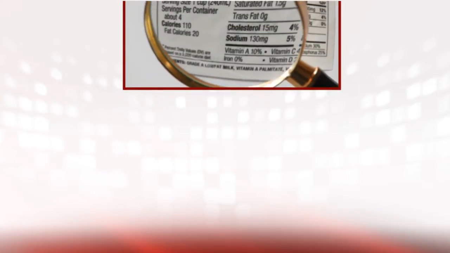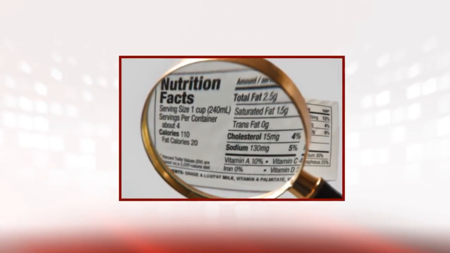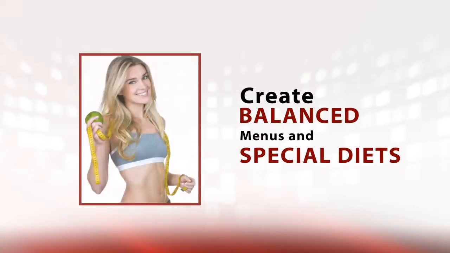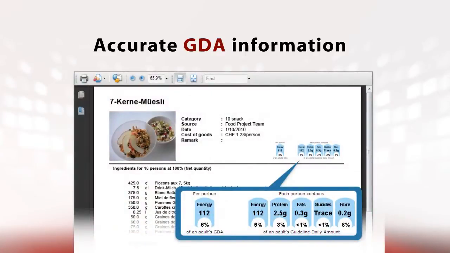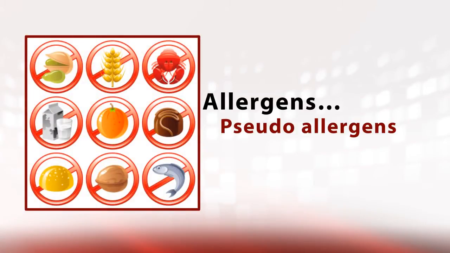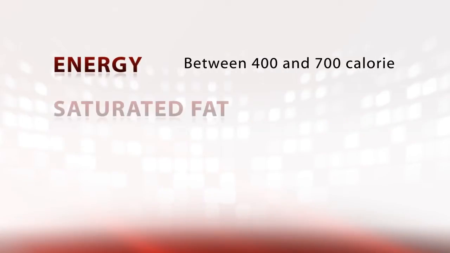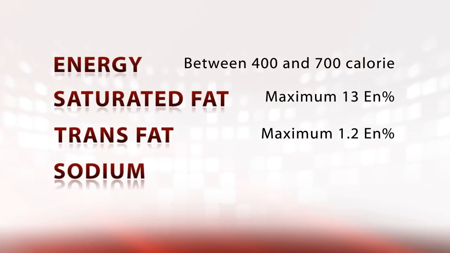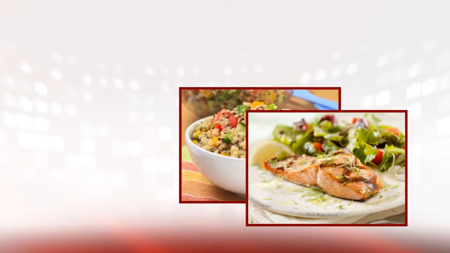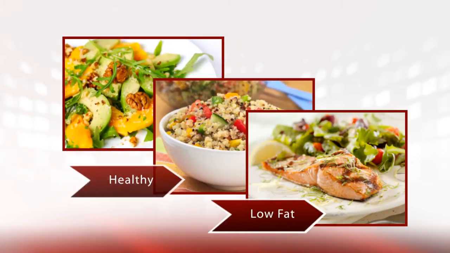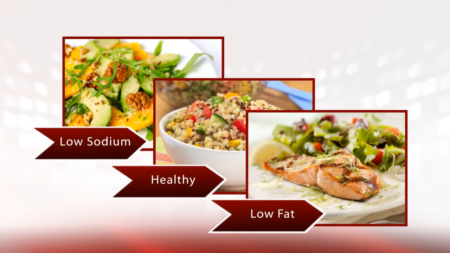Provide clear and accurate information to your customers about the nutrient content of your meals. Create balanced menus by monitoring nutrient content, caloric ratio, and other parameters. The nutrient module also gives you accurate GDA information and helps you monitor allergens and pseudoallergens. Use nutrient rules to conveniently search for healthy, low-fat, low-sodium, or other diet-specific recipes.